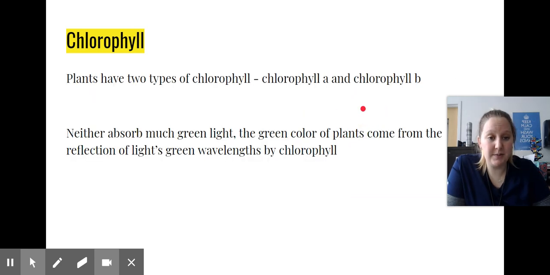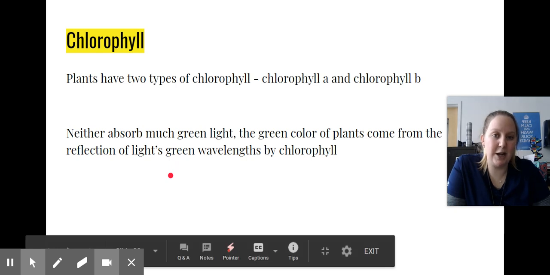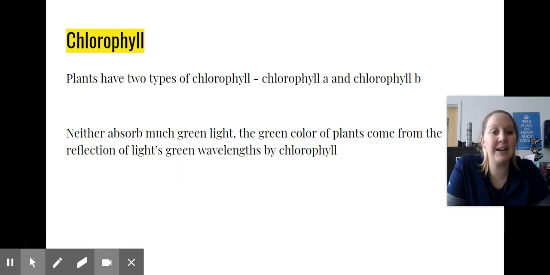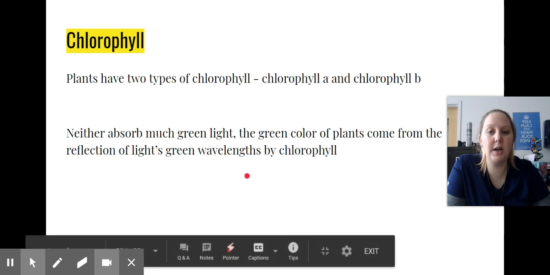There are two different types of chlorophyll, chlorophyll A and chlorophyll B. They absorb either side of green on the visible light spectrum. Neither absorbs that green light. The green color comes from the chlorophyll reflecting out the green wavelength that we receive in the rods and cones in our eye to determine what color we are seeing.